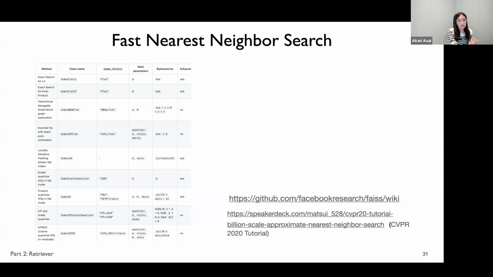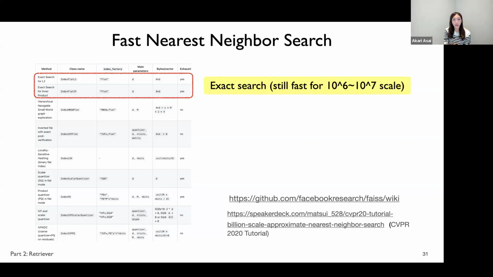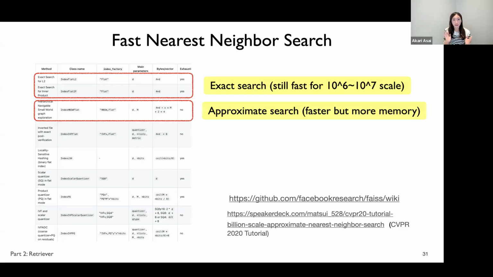Specifically, if we deal with, let's say, English Wikipedia scale, tens of millions of documents, then you can probably just use a flat index, which performs exact nearest neighbor search. But if you need to deal with a much larger data store, then another popular alternative is HNSW, which builds a hierarchy of indexing to speed up search.